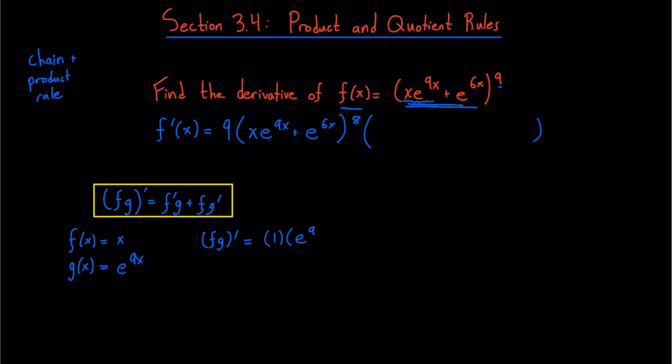So we know that (fg) prime equals the derivative of f of x, which is 1, then just g, so e to the 9x, plus just f, which is x, and then the derivative of g of x, which is, we bring the 9 out front, the derivative of the exponent, which is 9, then e to the 9x. We're going to simplify this as e to the 9x plus 9x e to the 9x. So remember, this is the first part of the derivative right here. So we're going to write this right here.